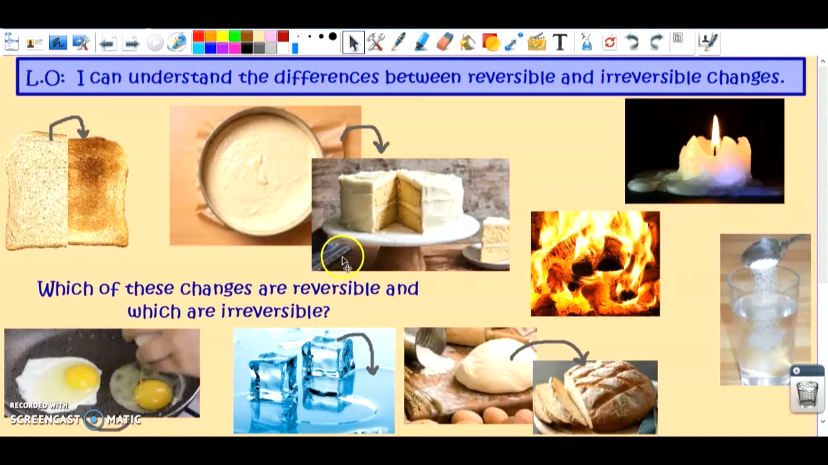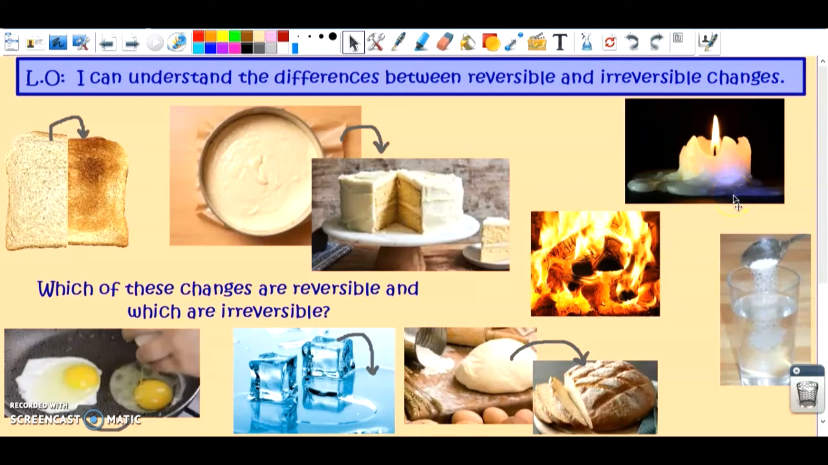Moving on to the cake, hopefully you recognise this is an irreversible change. Once this cake here has been cooked, there's no way to go back to this batter that it was once before. When you burn something, again, it's gone after that. So again, it's irreversible. I can't burn something and then expect to get back what I had before. Once these logs have been burnt, there's no way of getting them back again. It is an irreversible change.